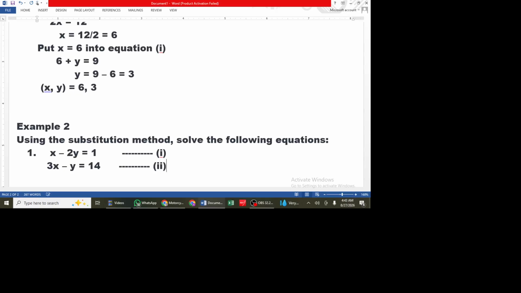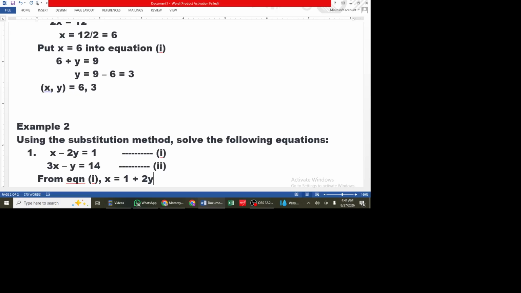And to use substitution method, you make one of the unknown, one of the variable, or one of the letters subject of the formula. From equation 1, let us make s the subject of the formula. From there, s will be equals to 1 plus 2y. Then you substitute this in the second equation.